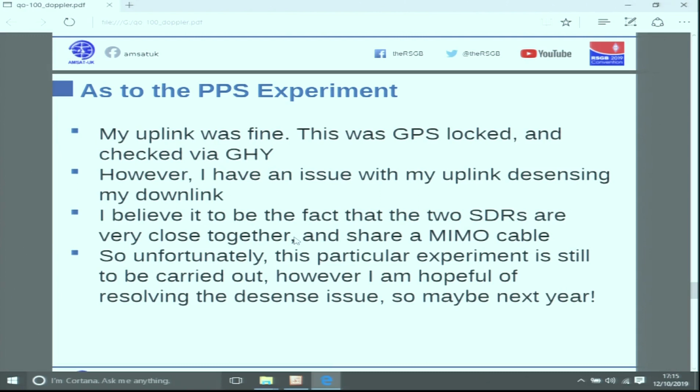Unfortunately, they need the MIMO cable because while they both have Ethernet connections, on one of them the Ethernet connection doesn't work. But the MIMO cable acts as an Ethernet connection, so I can still talk to it. So that one is still to be carried out, but I am hopeful of resolving it, and I've just acquired a HackRF, which can take a clock input, so I can sync it to the same GPS. So maybe this time next year.